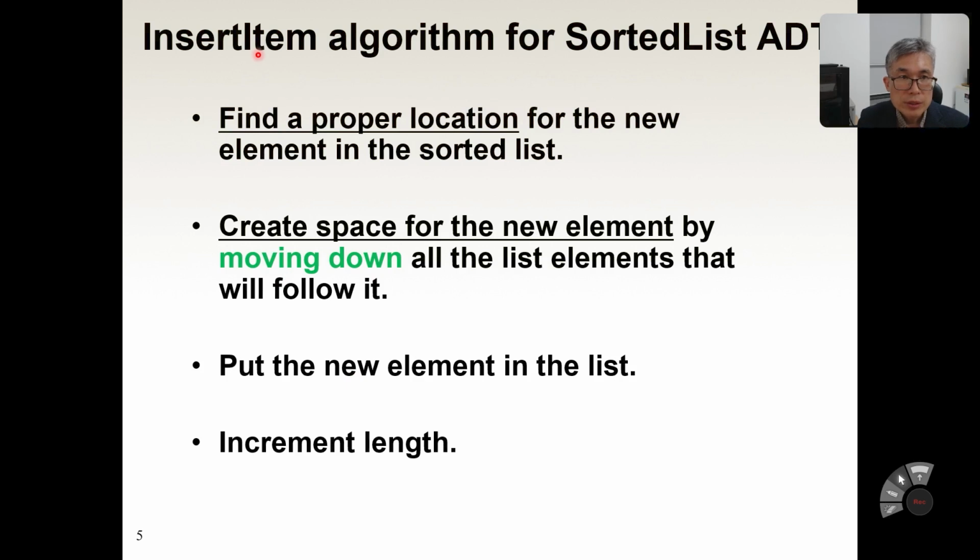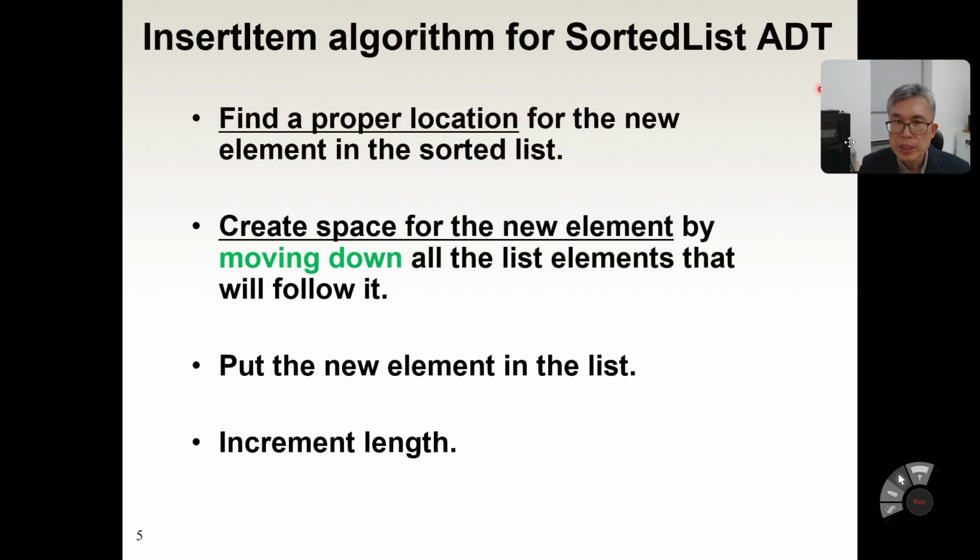The insert item algorithm for sorted list ADT. First of all, find a proper location for the new element to be inserted into the sorted list. Secondly, create a space for the new element by moving down all the list elements that will follow it. Thirdly, put the new element in the list. Finally, increment the length member variable.